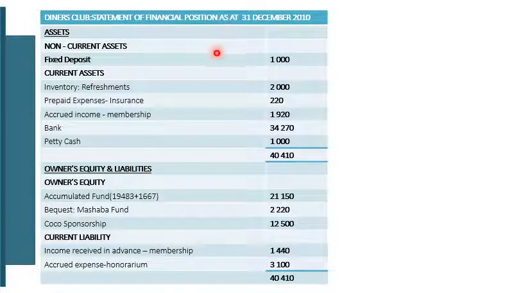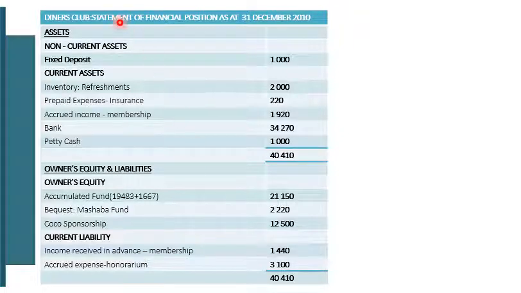Clearly reflect the following on your statement: your assets, and under your assets, the two types of assets being your non-current assets and current assets. The second section will be your owner's equity and liability. Under this section, clearly reflect your owner's equity, your non-current liability. In this case, we didn't have non-current liability for the exercise, so I excluded it. Then lastly, your current liability.